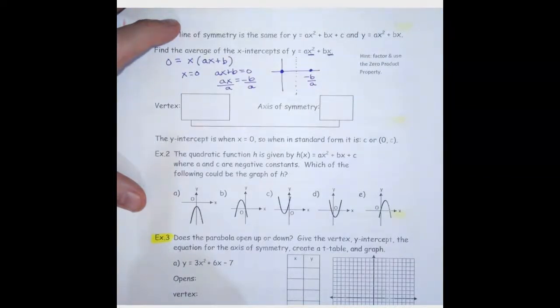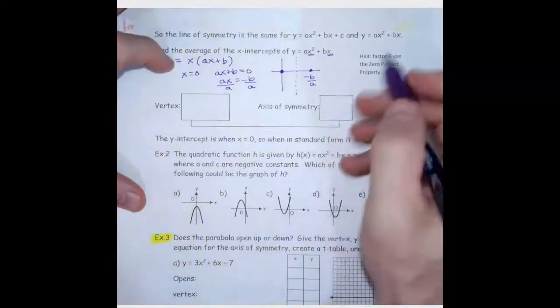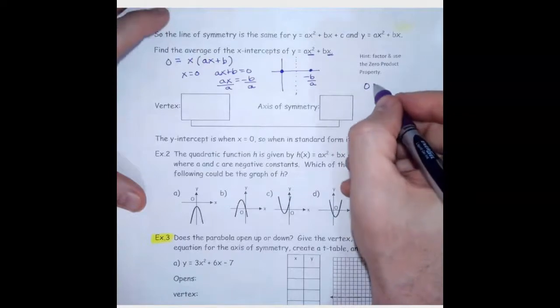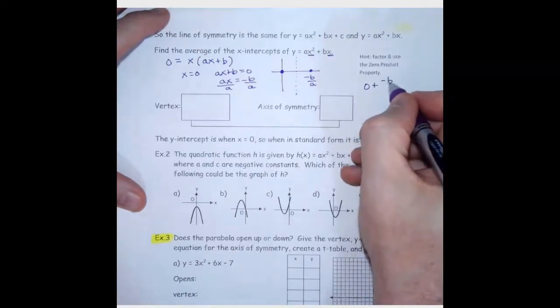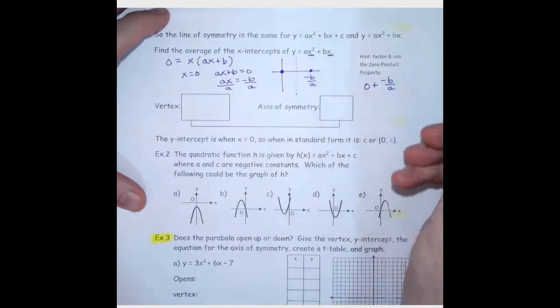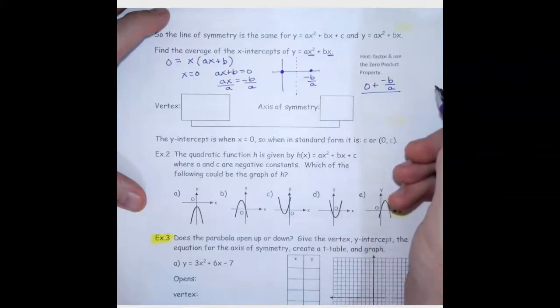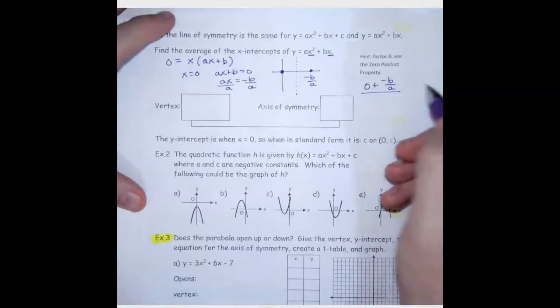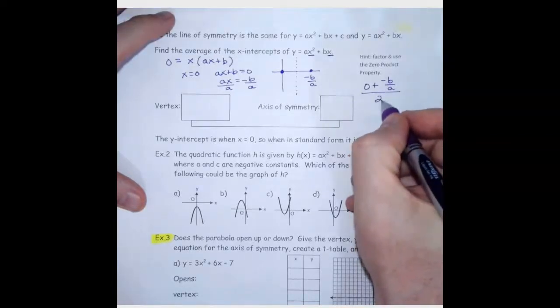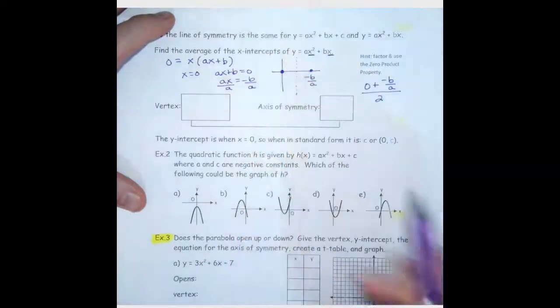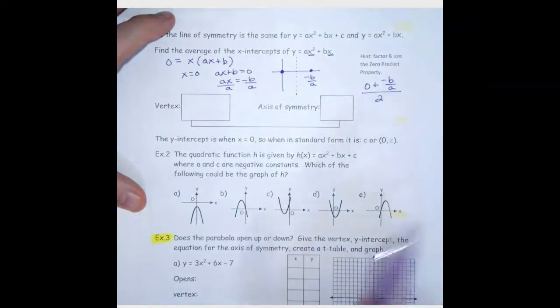Okay, so if we find the average of those, that's going to be 0 plus negative b over a, and that is all over 2. We're finding the average of those two things, because the average will be right in the middle, and that's where the axis of symmetry will be.